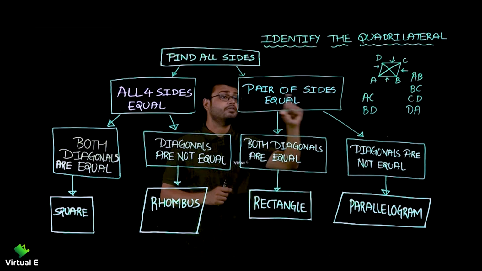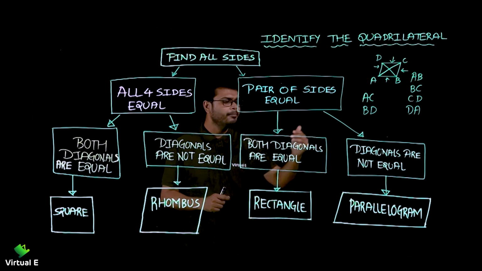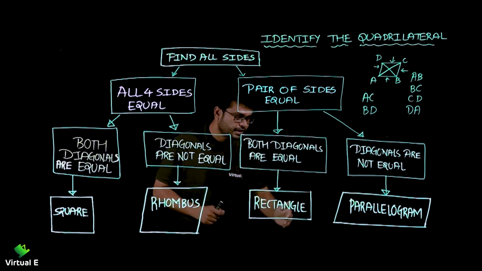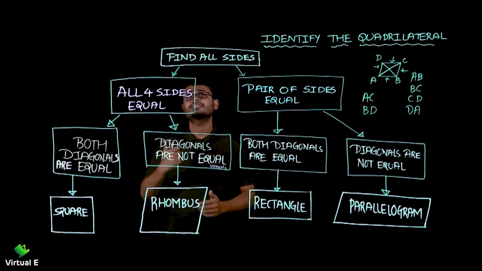So when you have a pair of sides equal, you will be checking the diagonals. Get the diagonals and compare. If they are equal, rectangle. If they are not equal, parallelogram. Clear? Let's recall one more time.